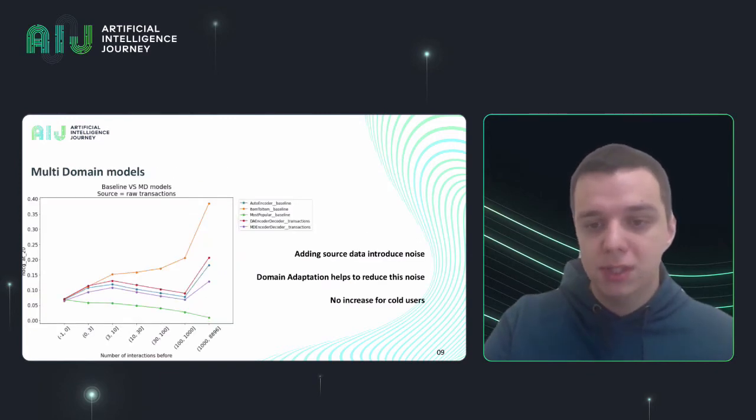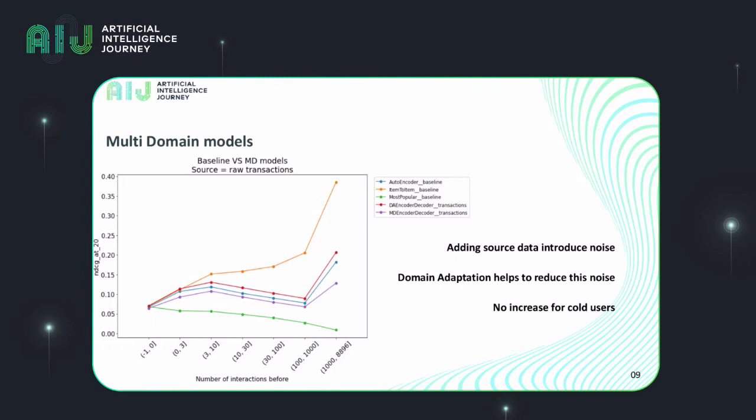Let's compare these 2 models with the best baseline models that we've had. Here on the graph, we've kept the 2 best models where only one source was used. That's our target domain, yellow and blue. Also, we've left the most popular model to just mark the lowest boundary. And we can see that adding the other source only reduced the performance. But for domain adaptation in red, we see a positive effect compared to the baseline autoencoder.